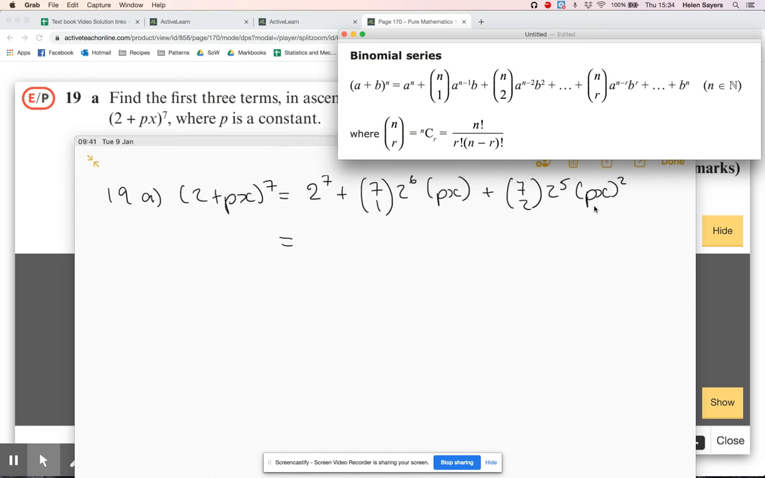So if we simplify those, 2 to the power of 7 is just going to be 128. Then I'm going to have 7 choose 1, which is just 7, times 2 to the power of 6. So 448, and then px. And then I've got 7 choose 2 times 2 to the power of 5. So that is giving me 672, and just be really careful with these brackets here. When you multiply those brackets, you're going to square the p as well as the x squared, and they would need it expanded like that for the fully simplified answer.